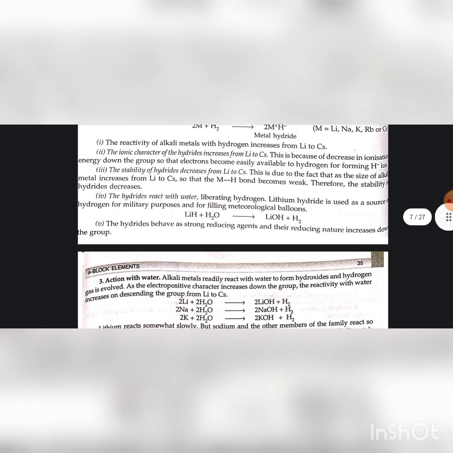This is due to the fact that as the size of the alkali metals increases from lithium to cesium, the M-H bond becomes weak. Therefore, the stability of hydrides decreases. Fourth, the hydrides react with water, liberating hydrogen. Lithium hydride is used as a source of hydrogen for military purposes and for filling meteorological balloons. Fifth, hydrides behave as strong reducing agents and their reducing nature increases down the group.